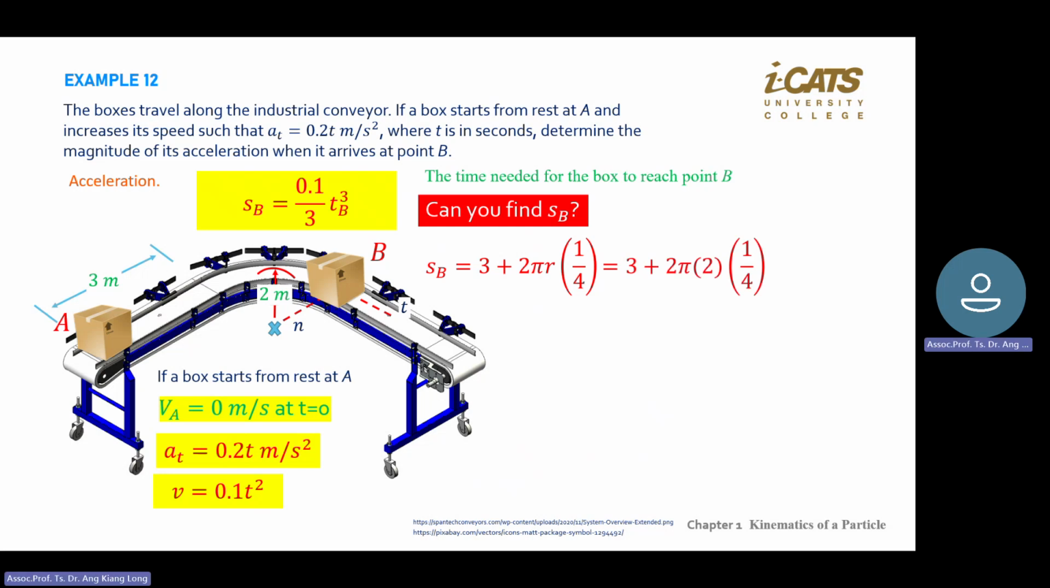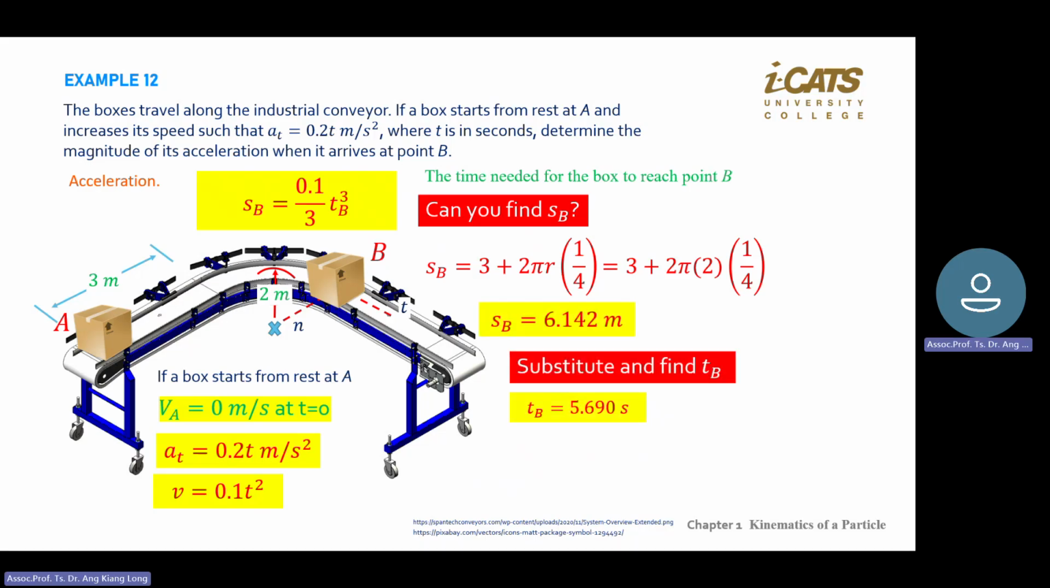Okay, 2 pi r, so you substitute. Why a quarter? Because it's only a quarter of the circle. The circumference of the circle is 2 pi r, but this is only a quarter, so that's why we divide by 4. You find the SB, substitute inside this equation, you get the time. Once you find it, you substitute inside here. You have the time already. Substitute here, find the V.